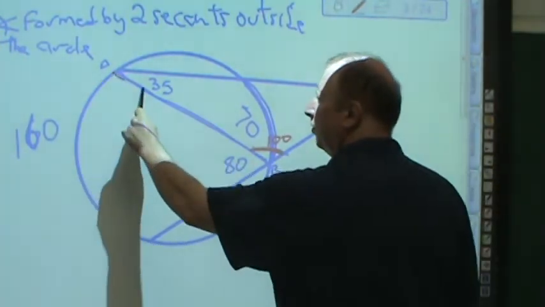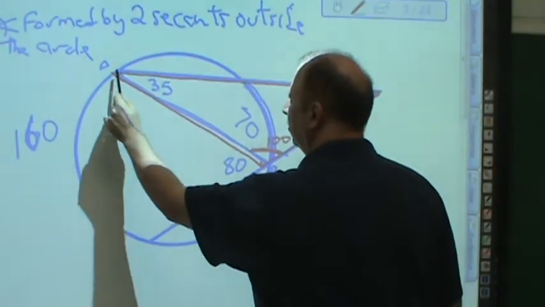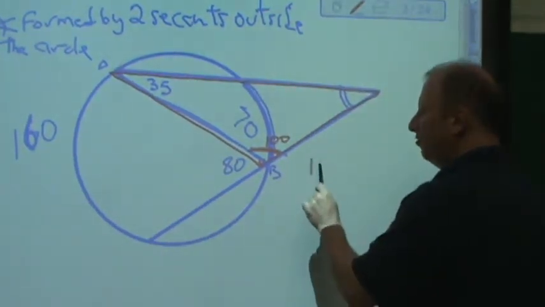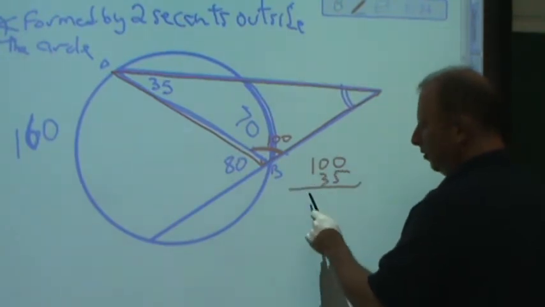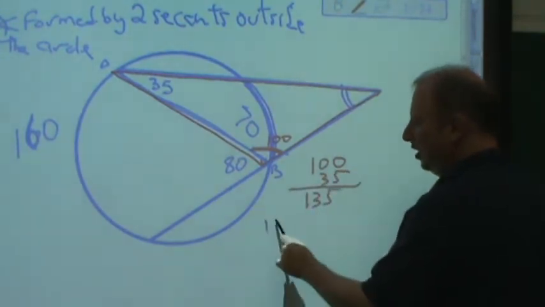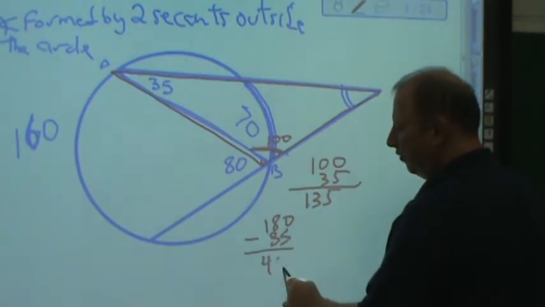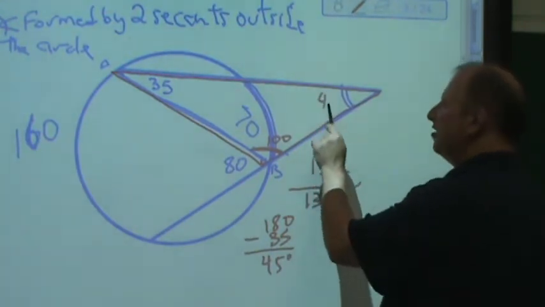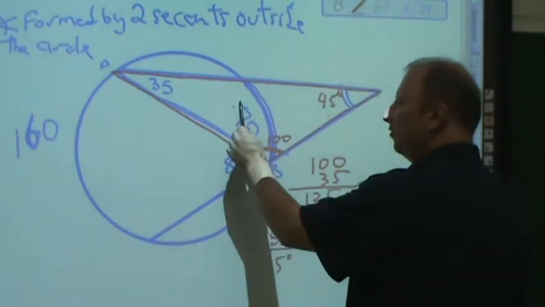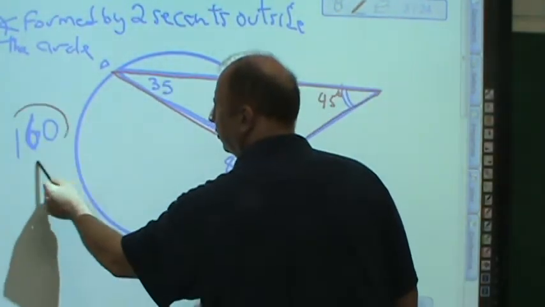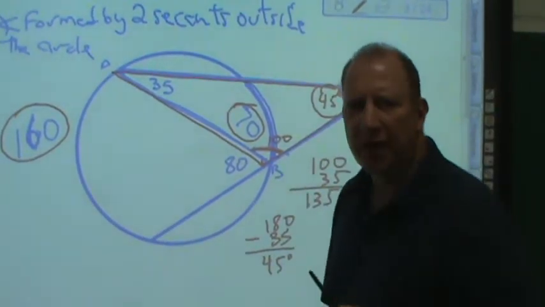And finally, if we look closer, we have a triangle. So if one angle is 100 and one angle is 35, that gives you 135. 180 minus 135 is a 45 degree angle. So this has to be 45 degrees. Let's look if there's a relationship between this number and that number. We'll come back to that later.